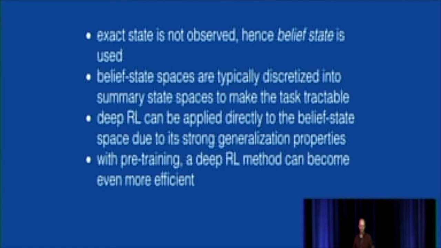And this is a very large continuous state space. So to make the task tractable, people typically discretize it into something called a summary state space. But making the summary state space requires very specialized knowledge, and you need a lot of domain knowledge for that. So now we show that if you use deep RL, you can actually apply reinforcement learning directly on a belief state space due to its strong generalization properties. So you no longer have to use this trick of the summary state space. Moreover, with pre-training, a deep RL method can become even more efficient.